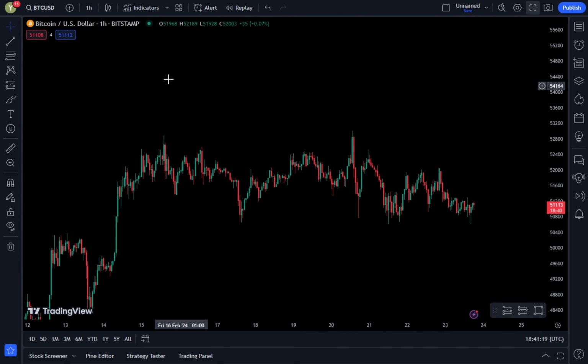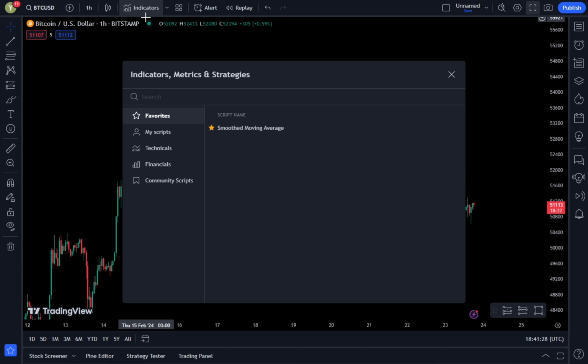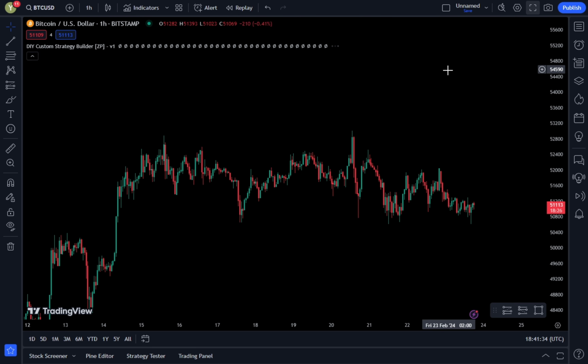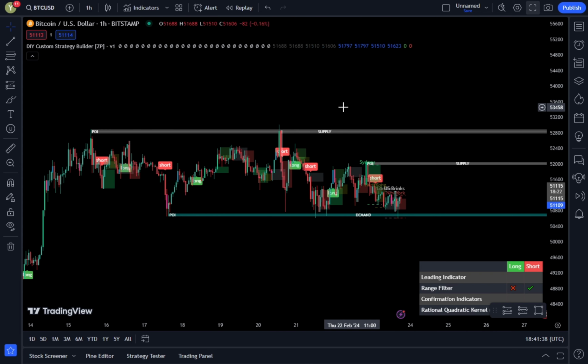To set up this indicator on your trading chart, log into your TradingView account and open any market. For example, I'm currently looking at the BTC price chart on a 1-hour time frame. Open the Indicators menu and search for Custom Strategy Builder V1. Let's give a big thank you to the creator of this amazing script.